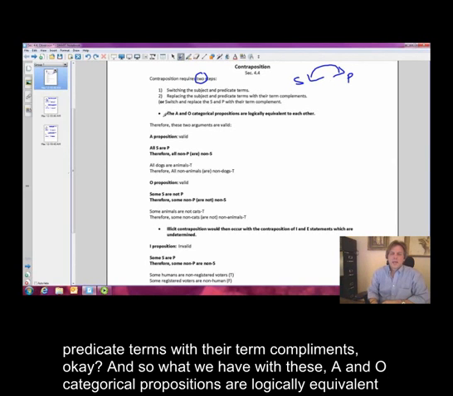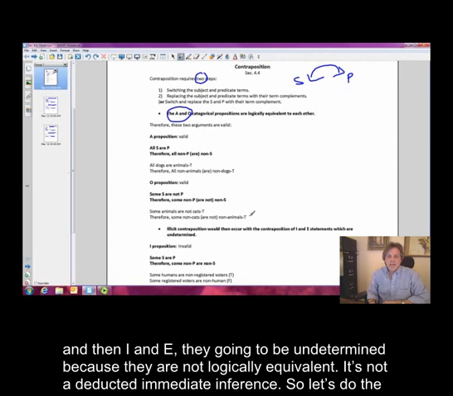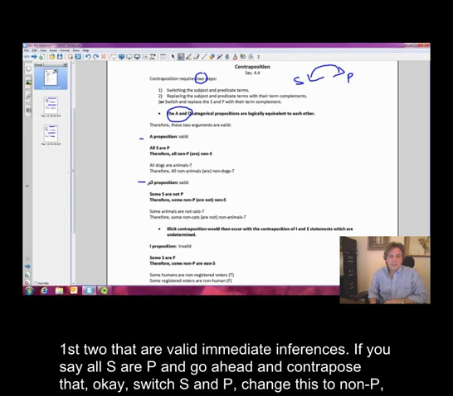complements, okay? And so with these, A and O categorical propositions are logically equivalent, and then I and E are going to be undetermined because they're not logically equivalent. It's not a deductive immediate inference. Okay? So let's do the first two that are valid immediate inferences.